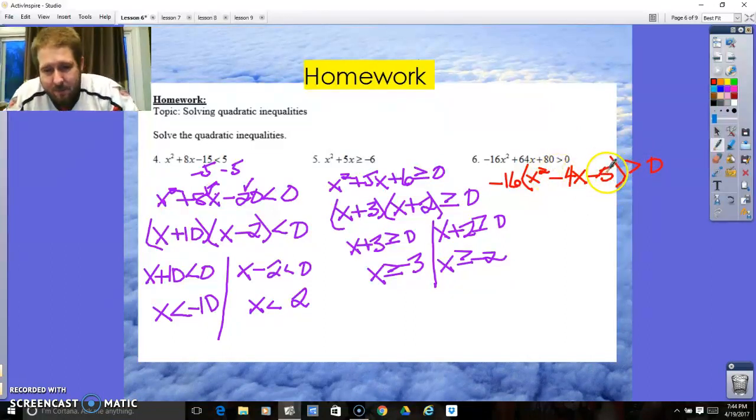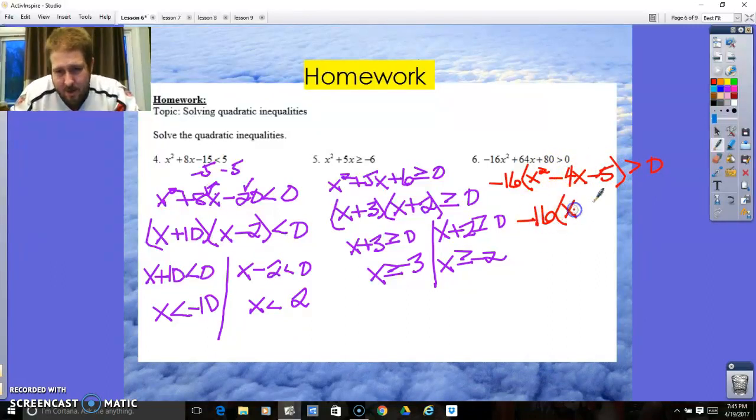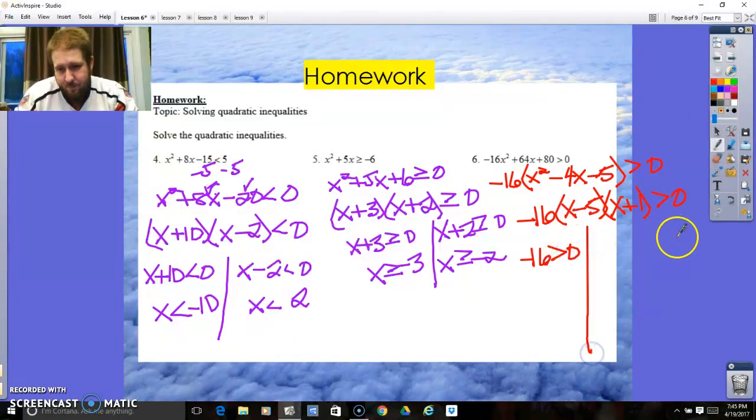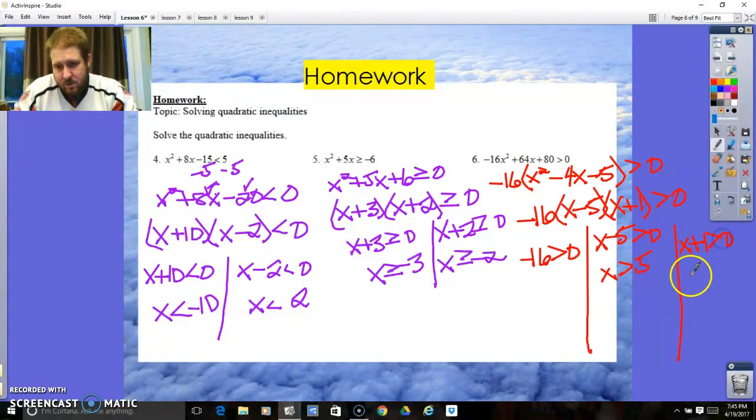Okay, can this be factored? What two numbers give you negative 5 but also add up to negative 4? That would be negative 5 and 1. Great. X minus 5 and x plus 1 greater than 0. All right. Looks like we got 3 factors here. Negative 16 is greater than 0. Okay, that's one answer. We got another answer. X minus 5 is greater than 0, so x must be greater than 5. And x plus 1 is greater than 0, so that means x must be greater than negative 1.